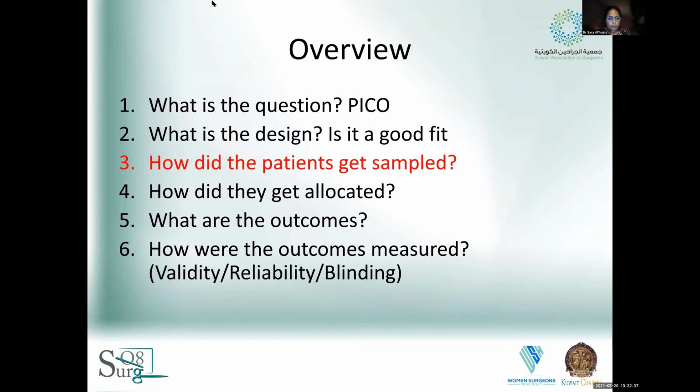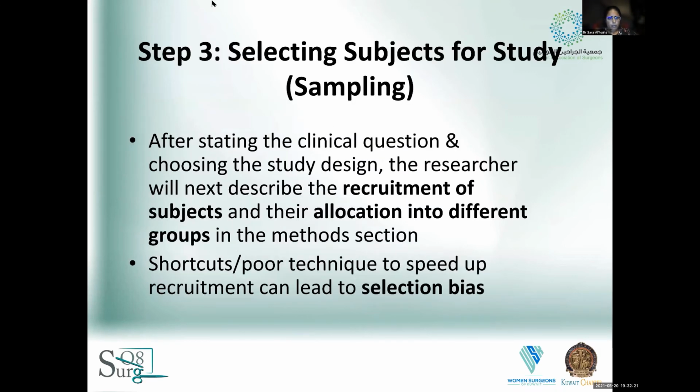So we talked about what the question is and whether the design is good. The third part we're going to talk about is how the patients got sampled. How did we select the patients for our study? Like we said, after stating a question and choosing the design, we next describe how we recruited the patients and how we allocated them into different groups.